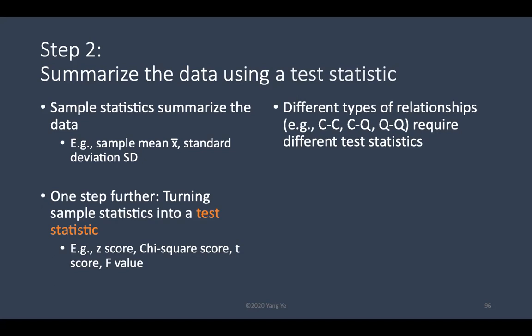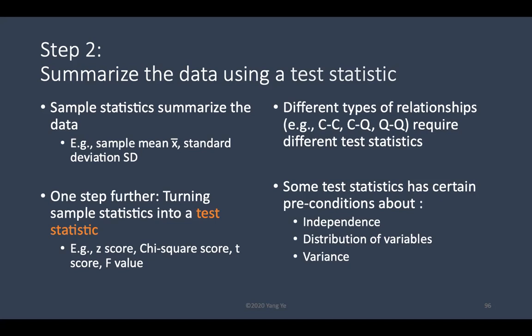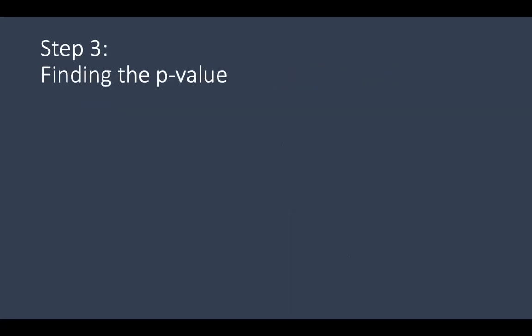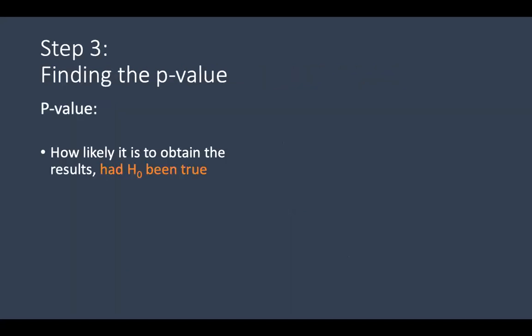Remember that depending on the type of relationship that you're describing, you're using different test statistics. They also have certain preconditions. But the key here is that with these test statistics, you can obtain the p-value, right? Again, the p-value is, if the null hypothesis is true, how likely it is to find the results that we found.